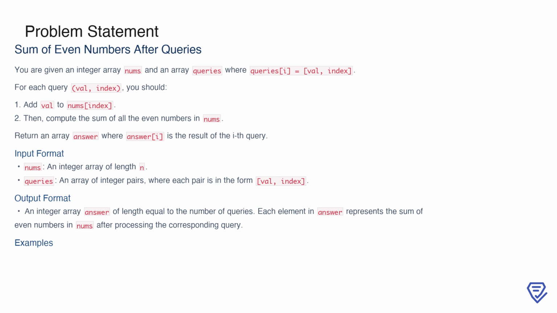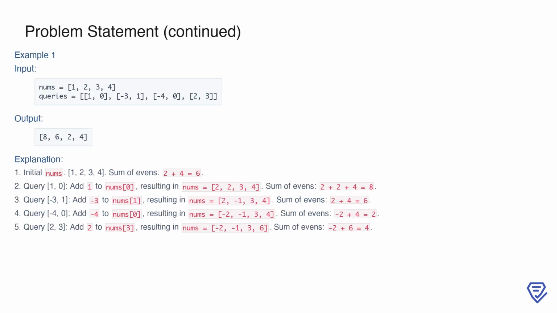The goal is to return an array answer, where each element represents the sum of even numbers after processing the corresponding query. The input format specifies that nums is an integer array of length n, and queries is an array of integer pairs. The output format is a single integer array answer where the length matches the number of queries provided. Let's explore an example to make the problem clearer.